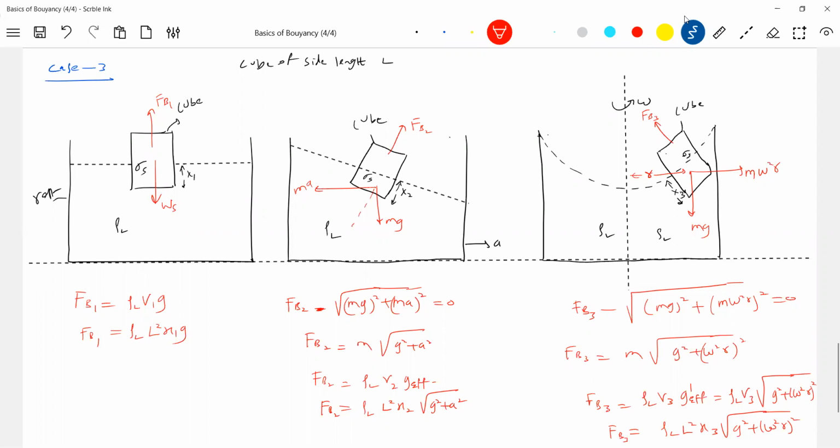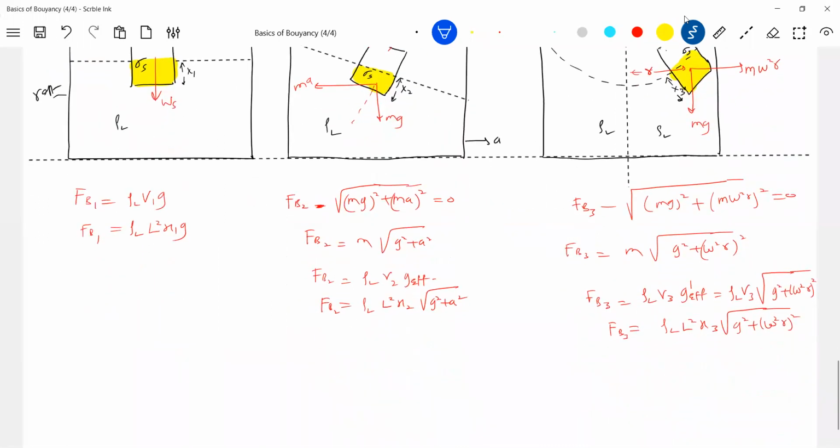Let's do one thing. What will be that volume immersed? I'm interested only in this volume immersed. I'll just shade it yellow. There is a volume immersed. It will be the same, because the fraction of volume immersed is independent of the acceleration of the liquid.